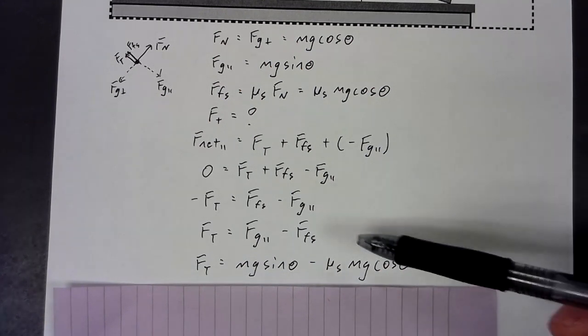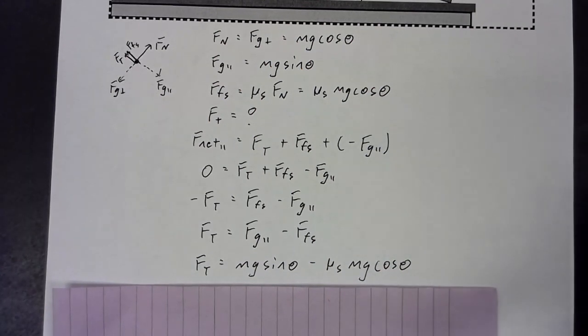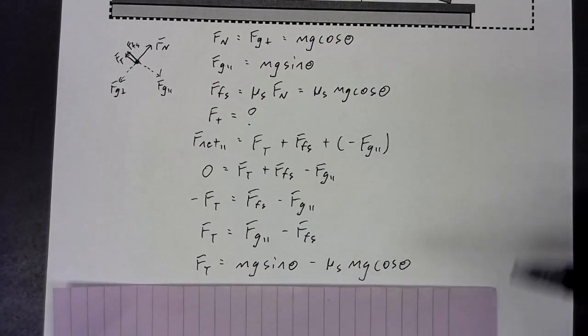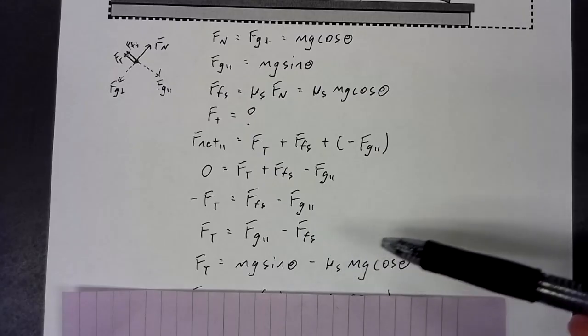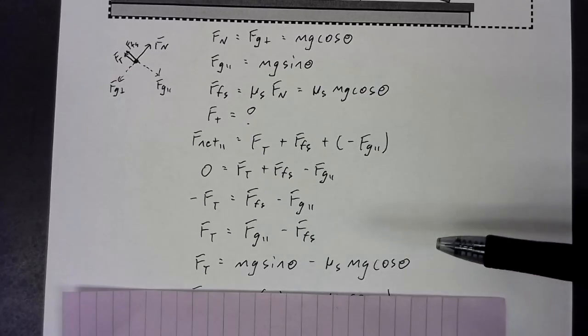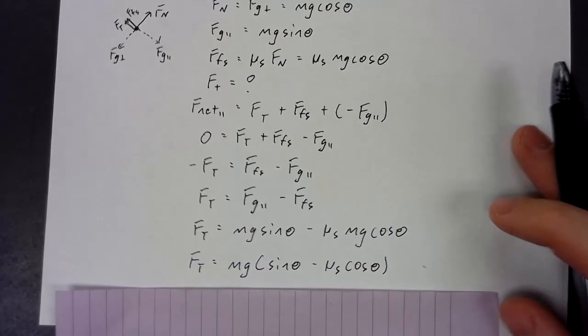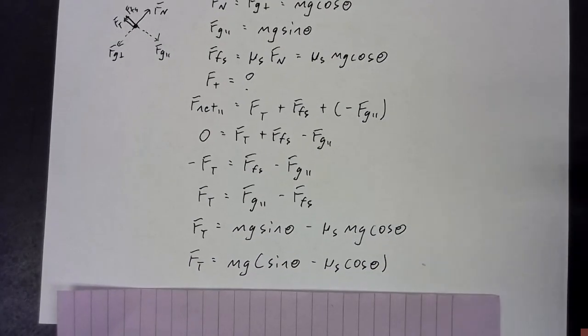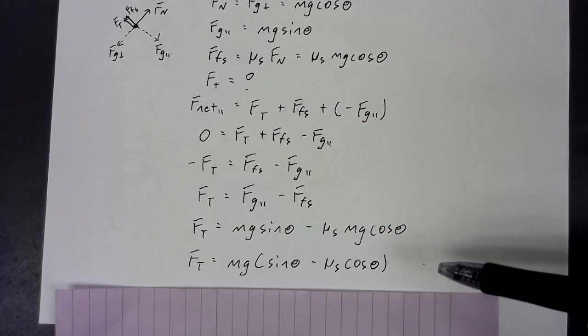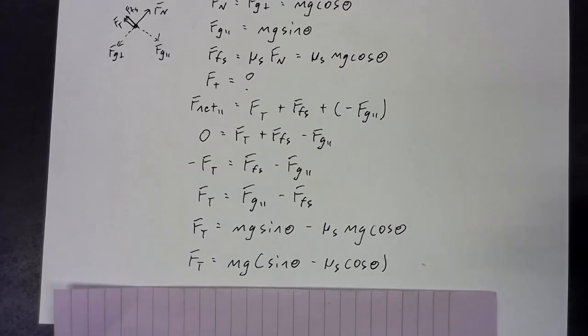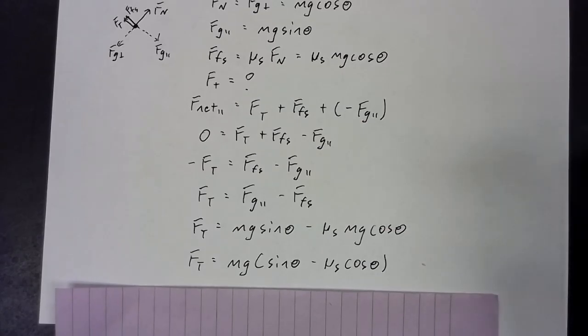Okay, then we can plug in what we found above. We realized that we could use the components of the gravity force in this way. So this would be force gravity parallel. This would be the static friction force. Then we can factor out an m and a g. So do that, and that will make the expression a little bit simpler for us. And that's all we need for this problem.